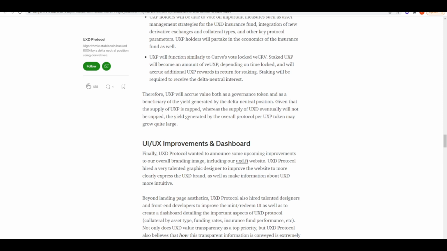Also, this is an interesting part. Given that the supply of UXP is capped, whereas the supply of UXD will eventually not be capped, the yield generated by the overall protocol per UXP token may grow quite large. So I think this is interesting because it's a bet on the growth of the UXD stablecoin.